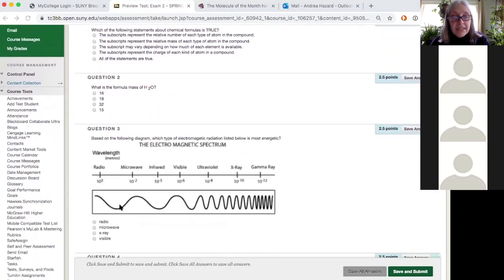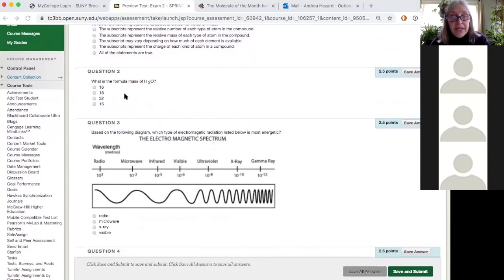What is the formula mass of H2O, or water? For this, you need your periodic table, but I won't open my table for this. If you look at your table, oxygen has a mass of 16 and hydrogen has a mass of 1. Since there are 2 hydrogens, that's 2 total. So that's 1 plus 1 plus 16 is 18. That would be the second choice.